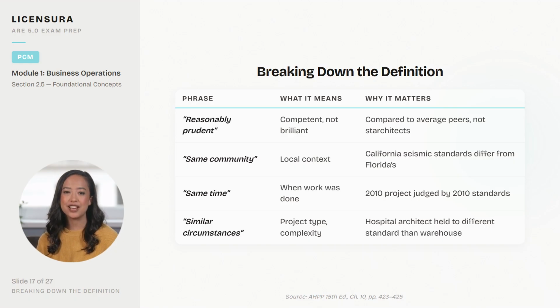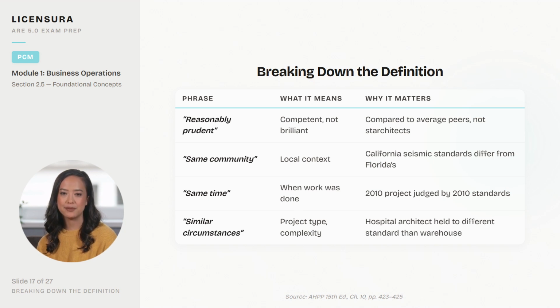That matters because standards evolve. Similar circumstances means the type and complexity of the project count. An architect designing a hospital is held to a different standard than one designing a storage warehouse. The stakes are different, so the expectations are different.